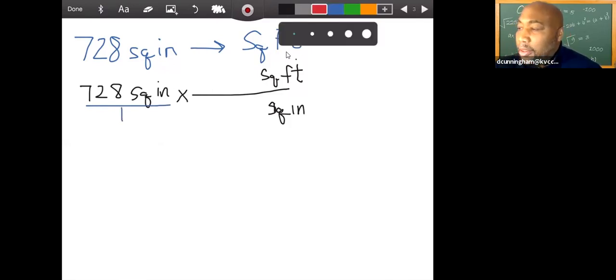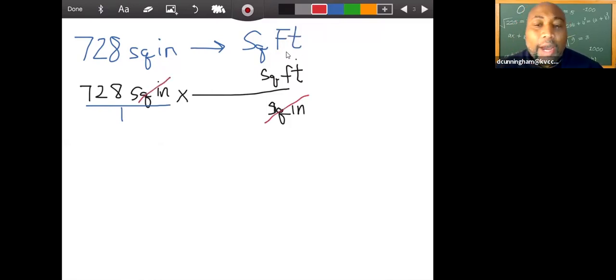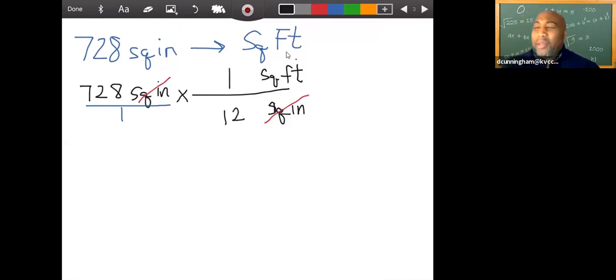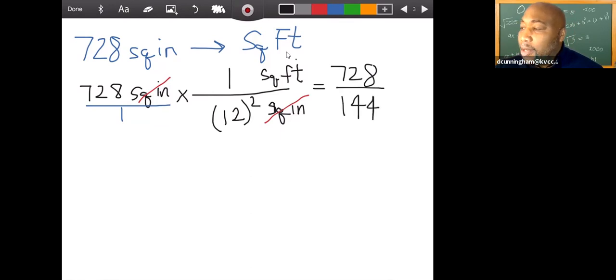Now notice this unit will cancel with that unit, okay? And so our final answer will be in square feet. Now we need to know the relationship. Normally we know the relationship between feet and inches. So this is the key right here. We know that 12 inches equals 1 foot. But that's only in one dimension. Since we're talking about square, that's 2 dimensions. So in this case, it won't be 1 to 12, it'll be 1 to 12 square. So if you know the linear, you also can know the square or the 2 dimensions. So in this case, to find our answer, it'll be 728 over 144, and it'd be square feet as our final unit that we're going to be working with.